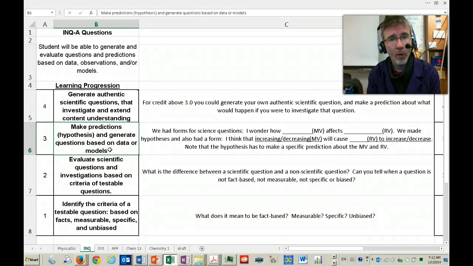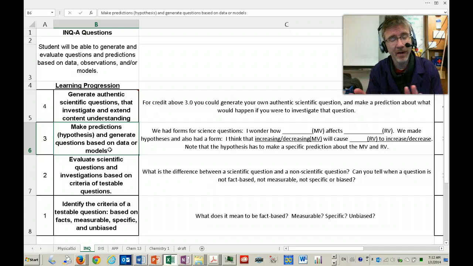So we had a form for a science question. It says, I wonder how blank, where the blank is a manipulated variable, I wonder how that affects your responding variable. I wonder how light affects plant growth, for instance. That was the form for a science question.